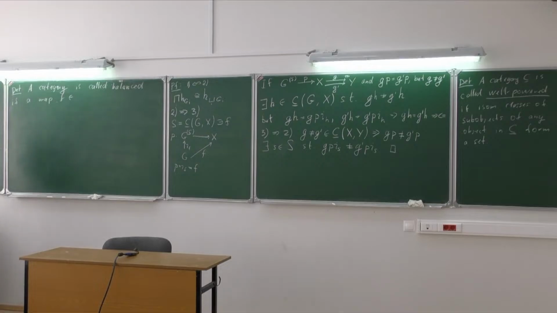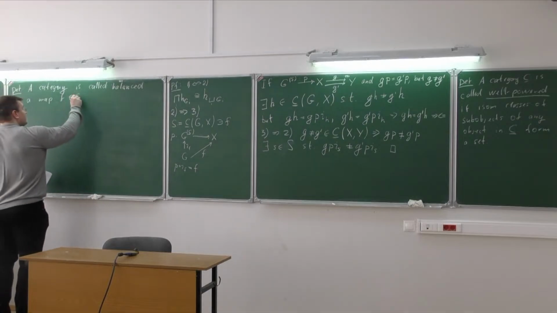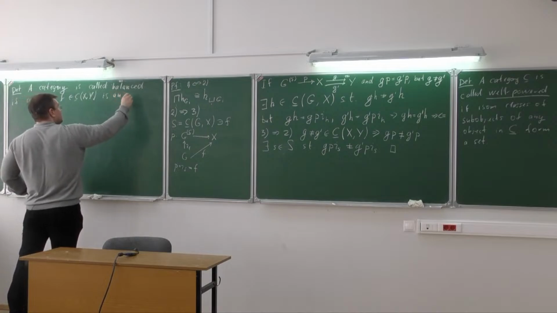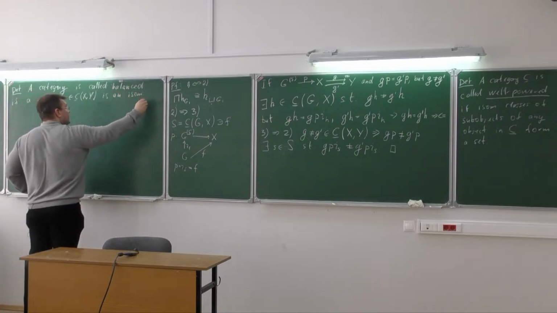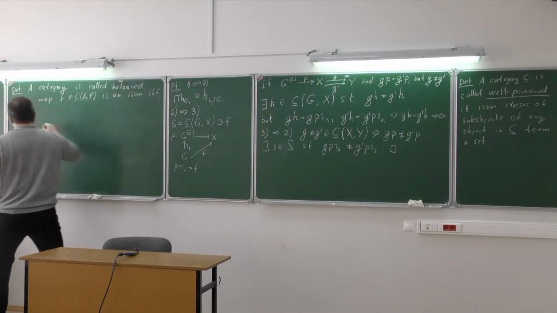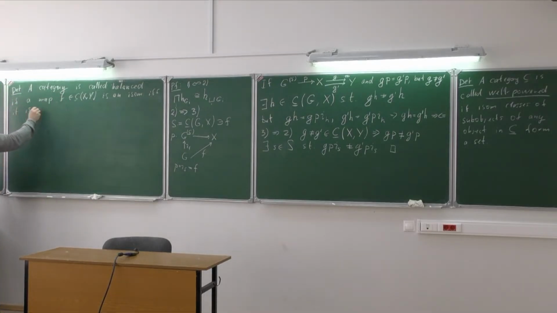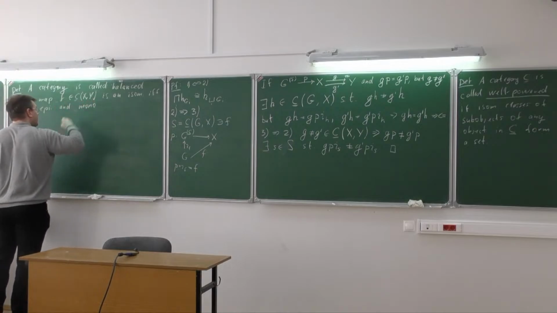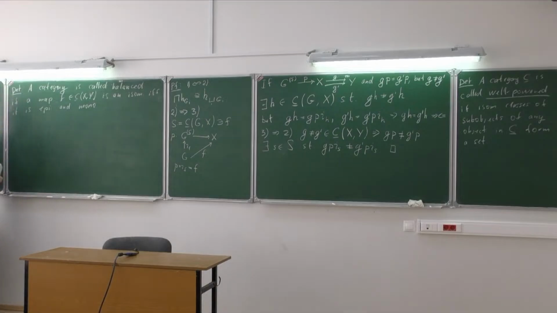Okay, so a category is called balanced if a map in this category is an isomorphism if and only if it is an epimorphism and also monomorphism. Again, we know that for this definition, there are plenty of examples of categories that are not balanced. We discussed such examples in the beginning of this course.